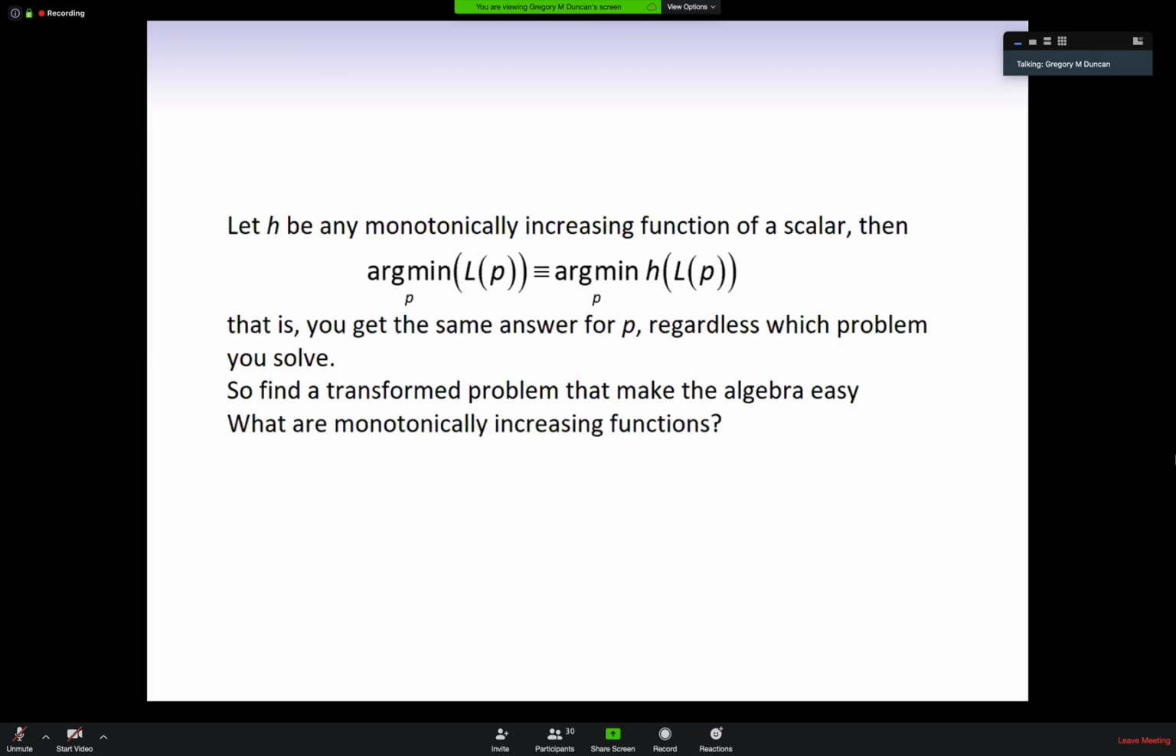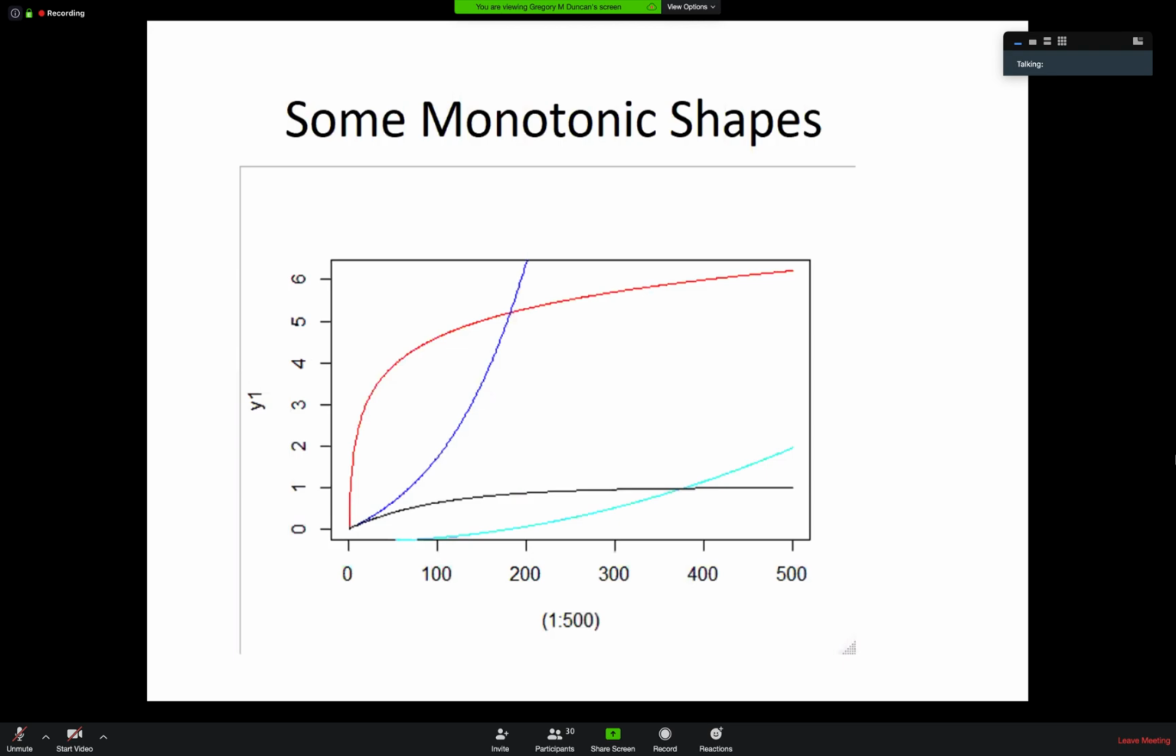Okay. So what are monotonically increasing functions? Their derivatives are always positive. What do they look like? Here's some. Here's the logarithm. Here's e to the x. I think this may be x squared.